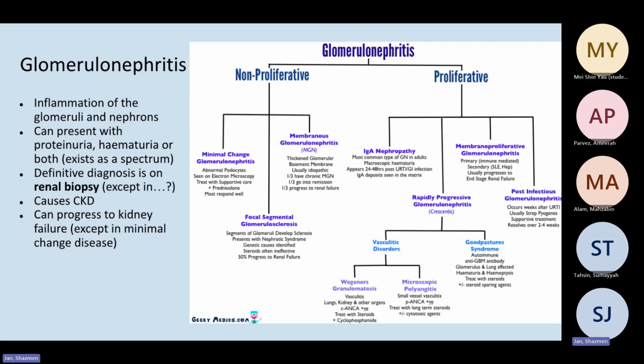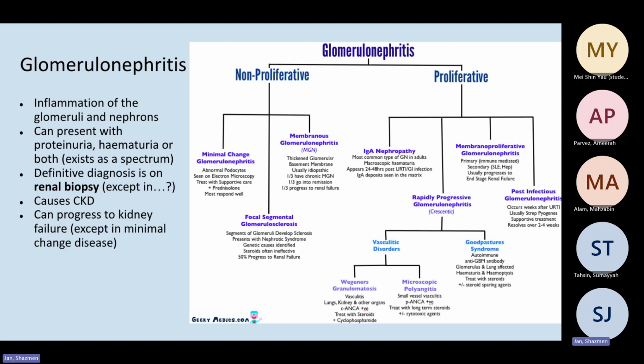So all of these glomerulonephritides can progress to CKD, and they can also progress to kidney failure, except in minimal change disease. On the right is a diagram which categorizes the different types of glomerulonephritis into proliferative and non-proliferative. You can go through these in your own time, but I'm going to quickly explain what the terms mean. Proliferative is where there's an increase in the number of cells in the glomerulus, and typically this presents with nephritic syndrome. That's where you have blood in the urine.